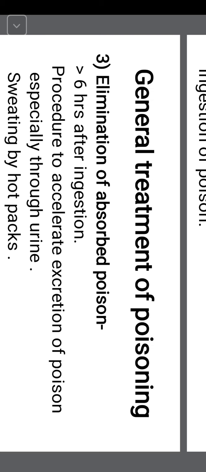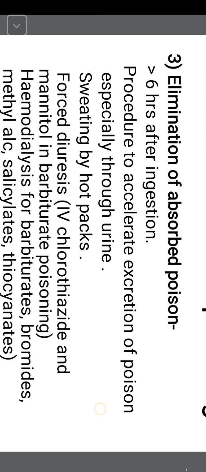So we have seen mechanical antidotes, physiological antidotes, chemical antidotes, and universal antidotes. There are 4 types of antidotes. So when a short note on antidote is asked, you will have to write all these 4 types of antidotes. Then the third step in the treatment of poisoning is elimination of absorbed poison. Means the poison has been absorbed.